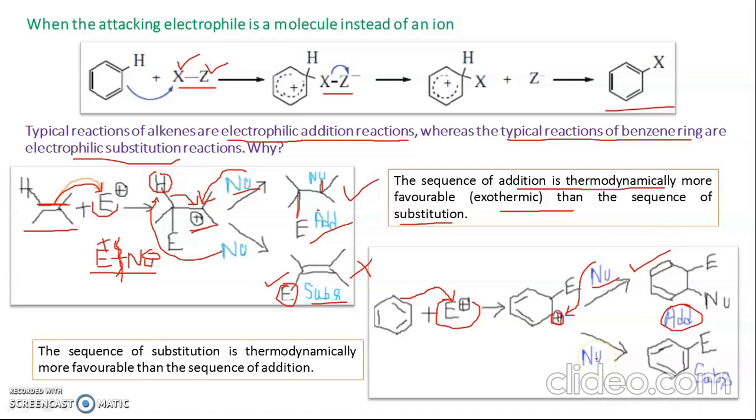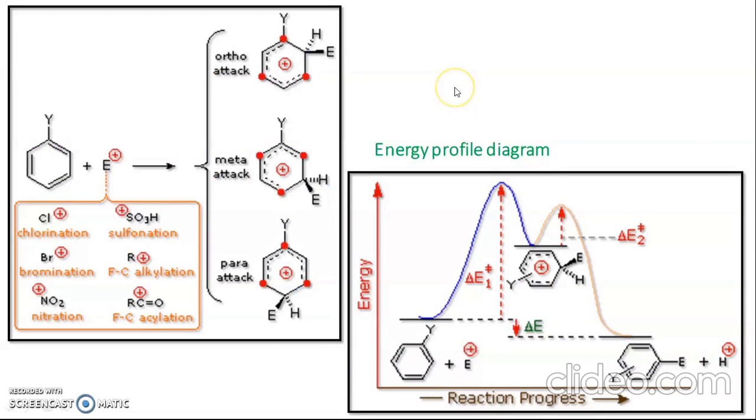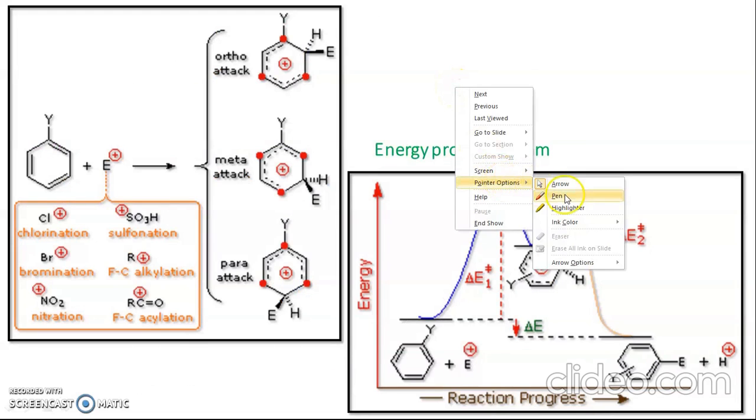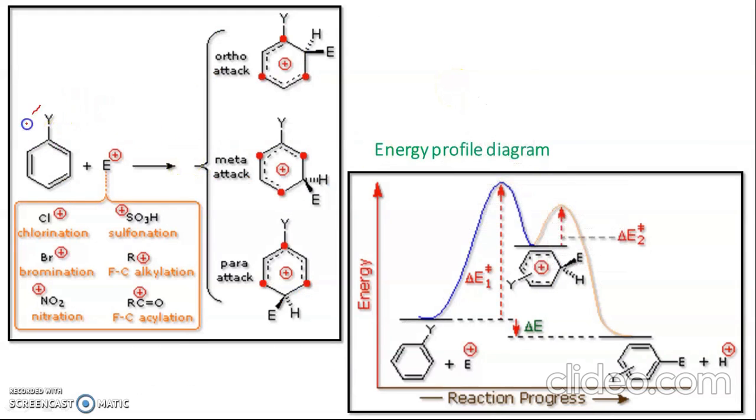But if it is a nucleophile, then the hydrogen at this position will be removed by this negative end, and as a result you will get aromaticity regeneration. So that is the reason that the sequence of substitution is thermodynamically more favorable than the sequence of addition in case of the benzene ring or its derivatives. Fine. Next we will see the energy profile diagram, but before that, look at these two species.